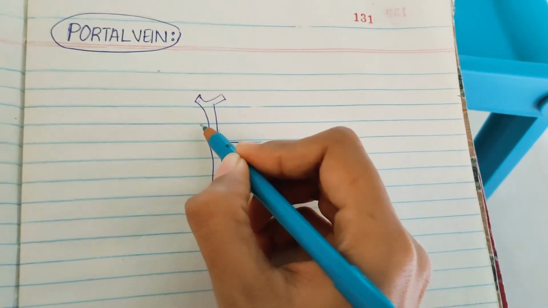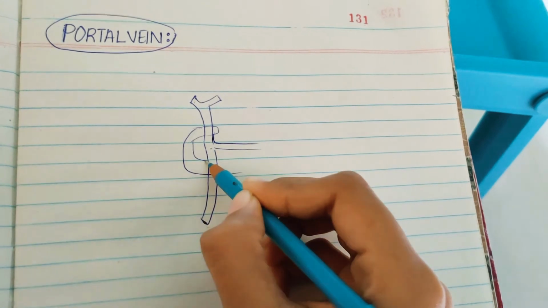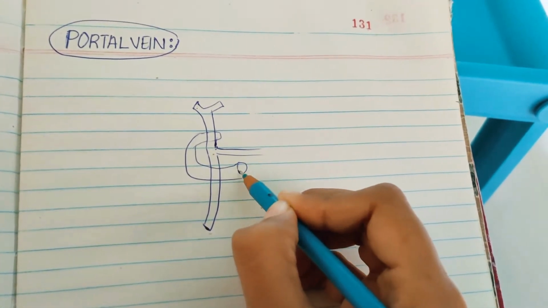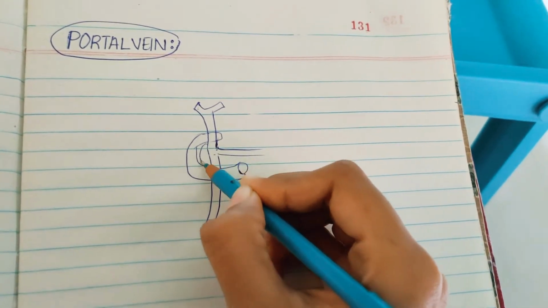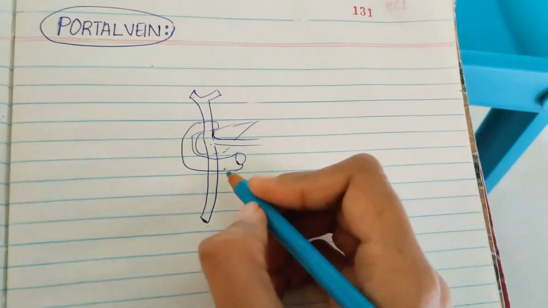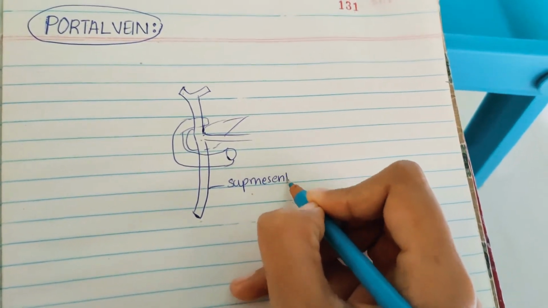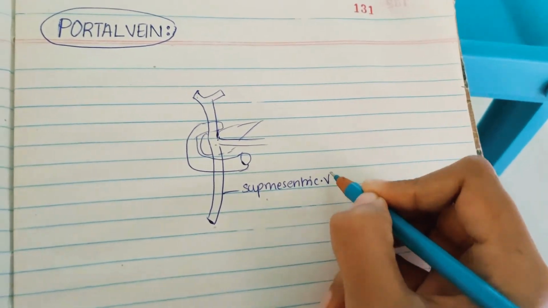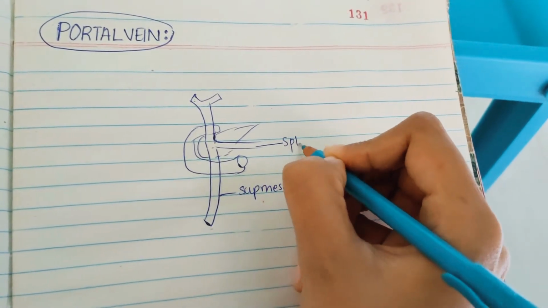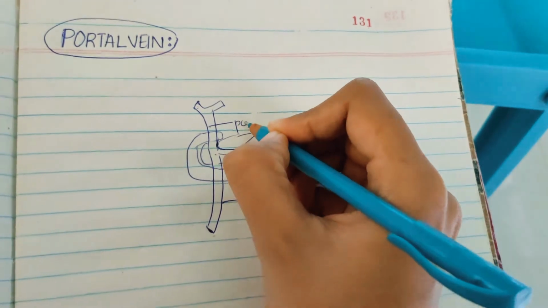Here lies the duodenum, like this, and here is the pancreas. So this is the superior mesenteric vein. This is the splenic vein, and this is the portal vein.